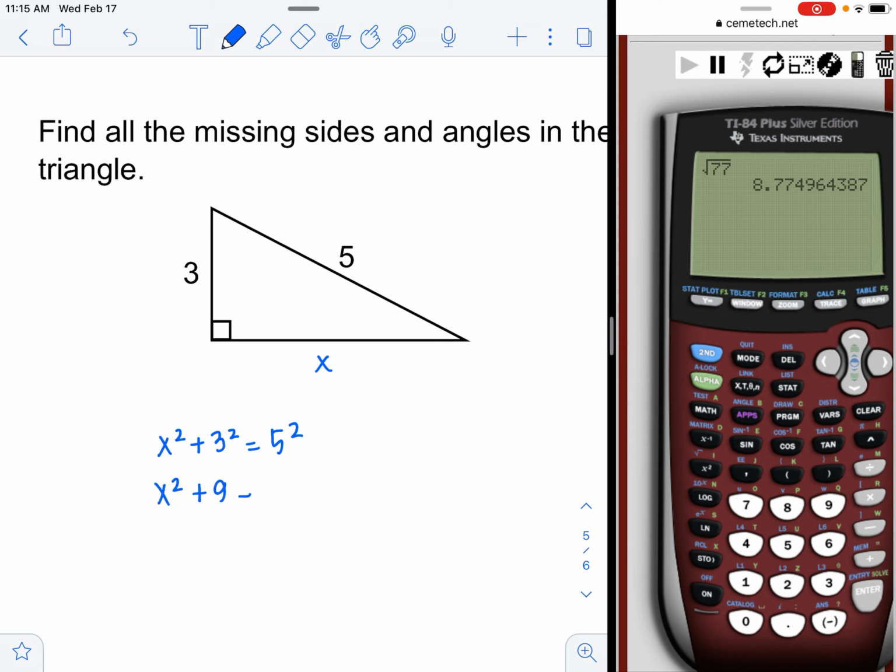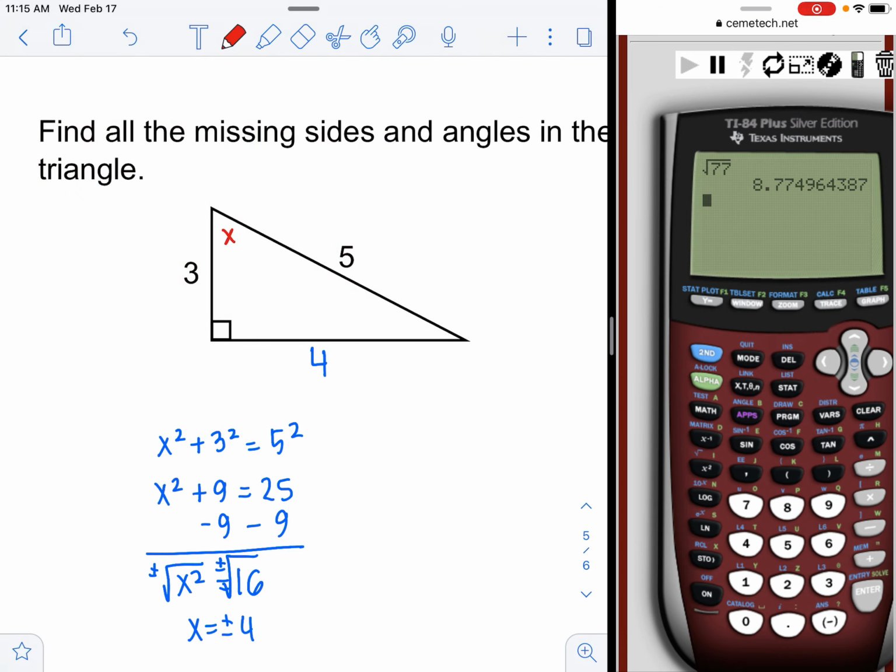Call it x. X squared plus 3 squared equals 5 squared. X squared plus 9 equals 25. Minus 9. X squared equals 16. Square root, plus or minus. X equals plus or minus 4. I know it's a positive length, so I'm just going to write 4.